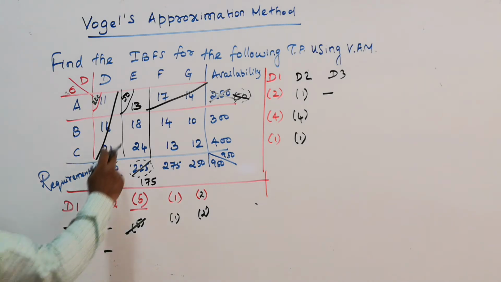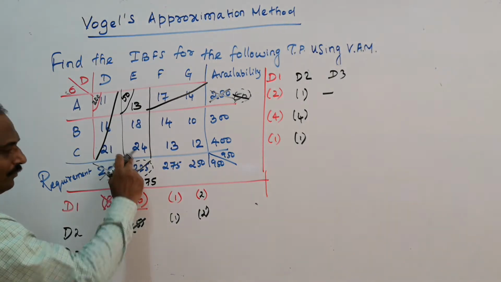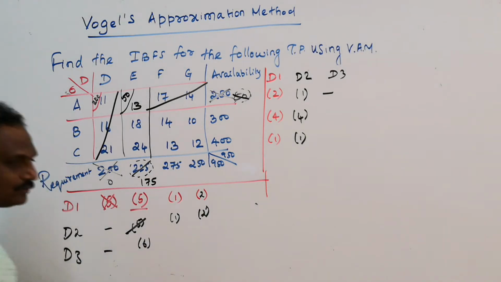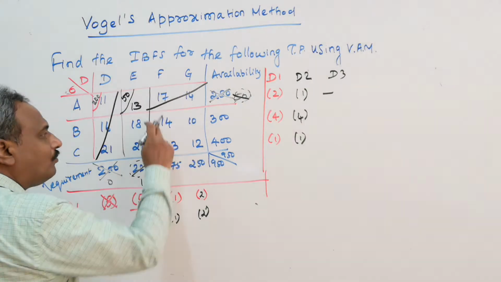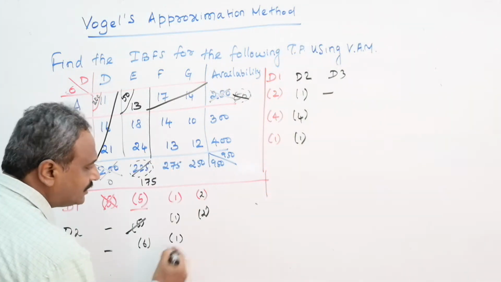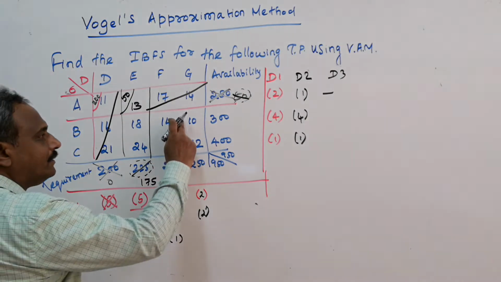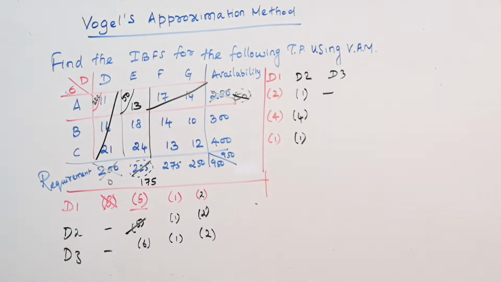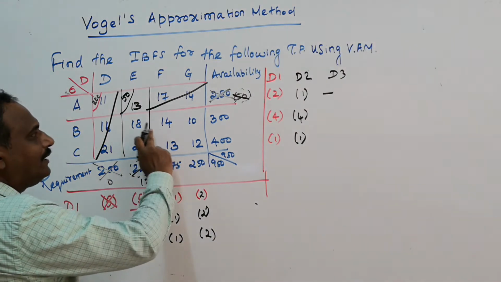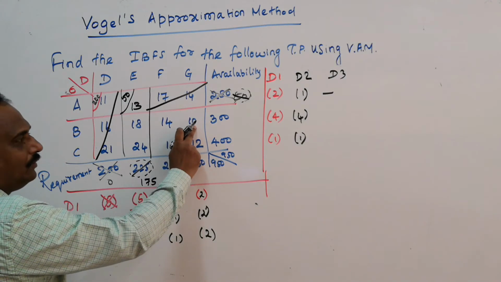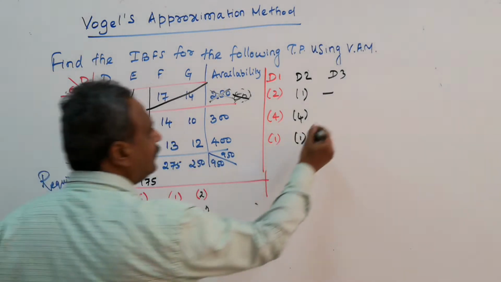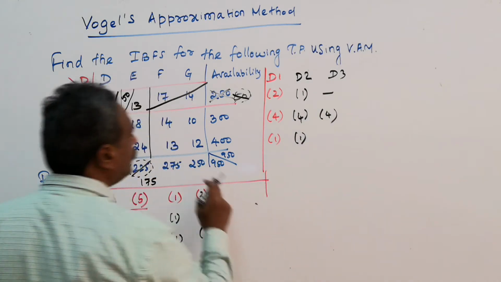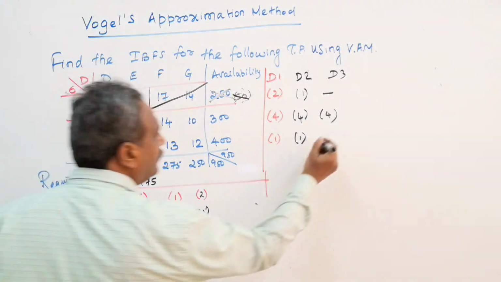Now I am going to check here. This is 18, 24. The difference is 6. 14, 13. The difference is 1. 10, 12. The difference is 2. In the same idea, I am going to find here the small values. 10 and 14. The difference is 4. 12, 13. The difference is 1.